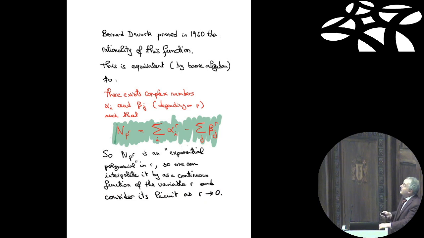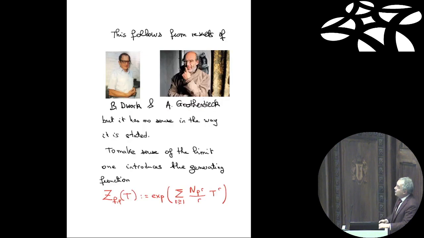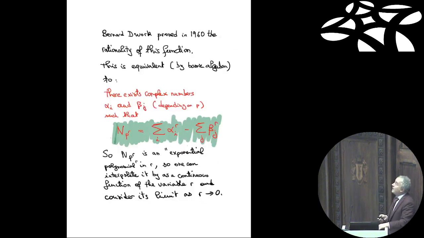And in 1960, Bernard Dwork proved a very striking result, that this function, which people call the zeta function, but we have many things called zeta functions, but there are reasons to call this one particularly a zeta function. And he proved that this function is a rational function of the variable t. So what is a rational function? It's what you see in algebra. You have polynomials in one variable, and you have rational functions, which are just quotients of polynomials.